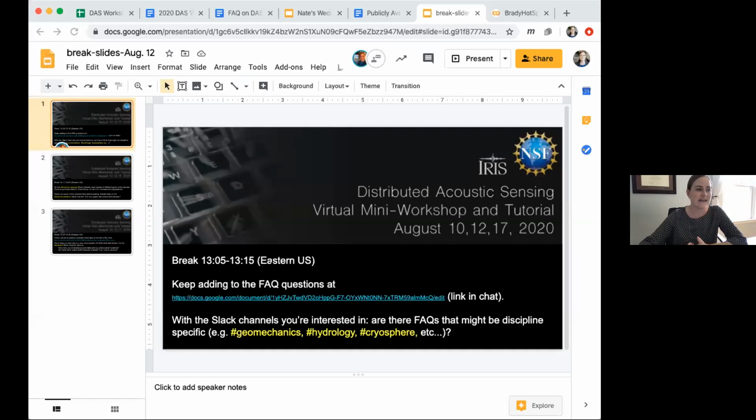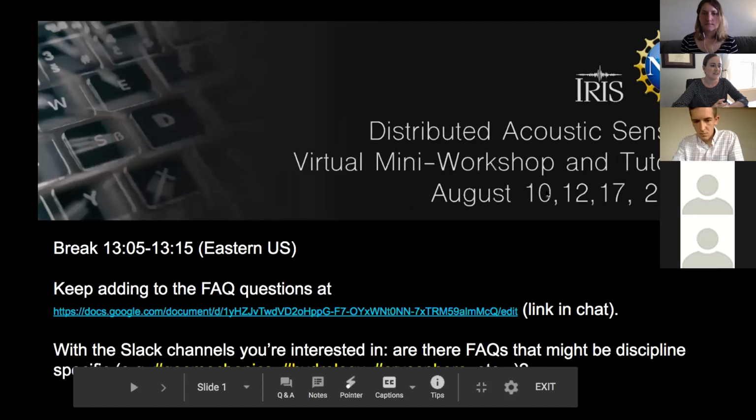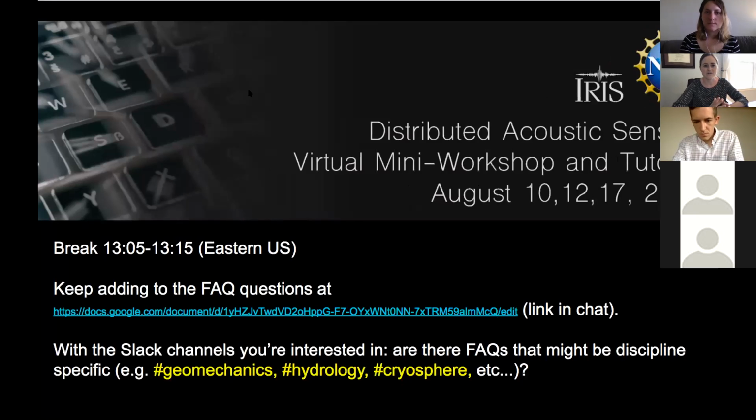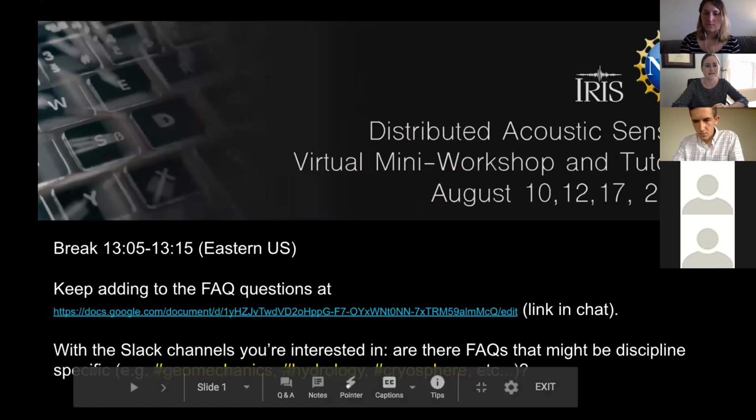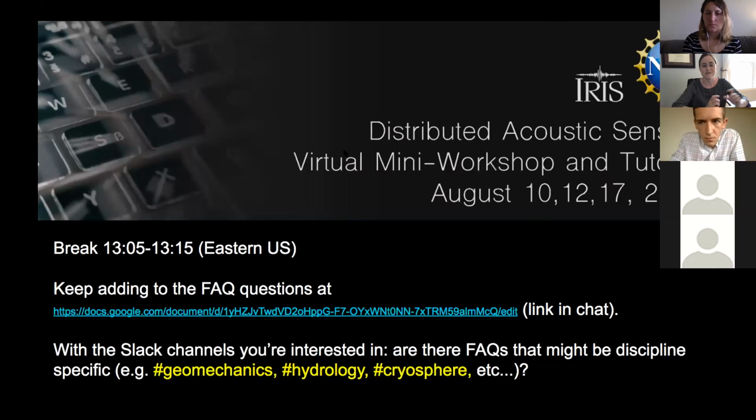If you are able to access the data at this point, then what we're going to ask you to do is keep adding questions to the FAQ. One thing we want to get is questions that are domain specific. We got a lot of general questions about DAS in the FAQ yesterday, but there are specific ones about cryosphere, geomechanics, hydrology, things like that. So go ahead and look at those channels and see if you can brainstorm with other people interested in those specific domains to add questions to the FAQ that are specific to those fields.